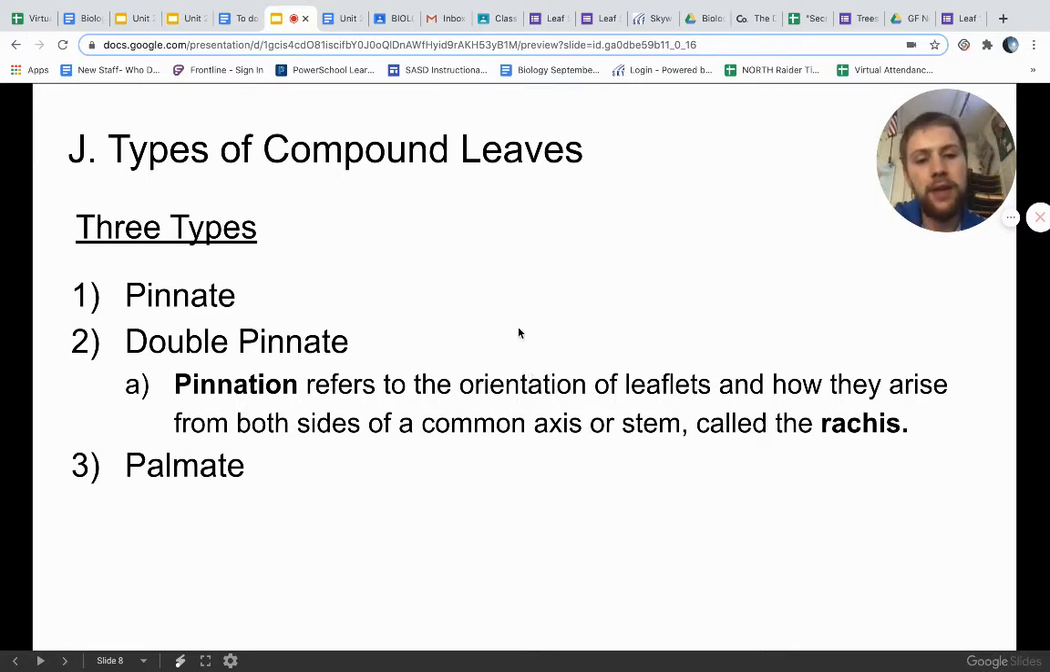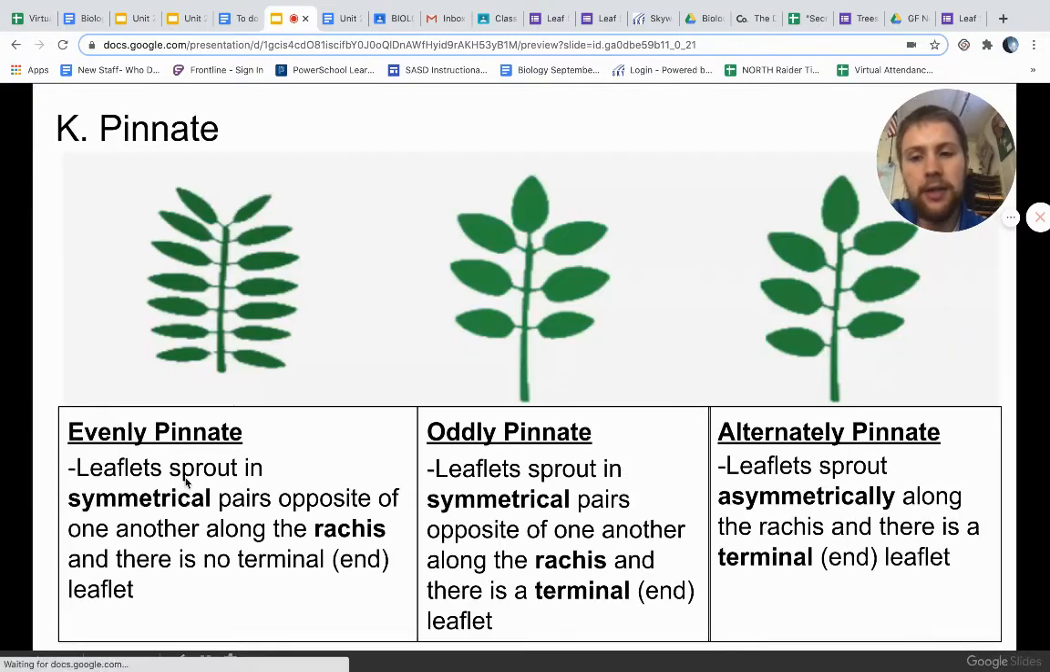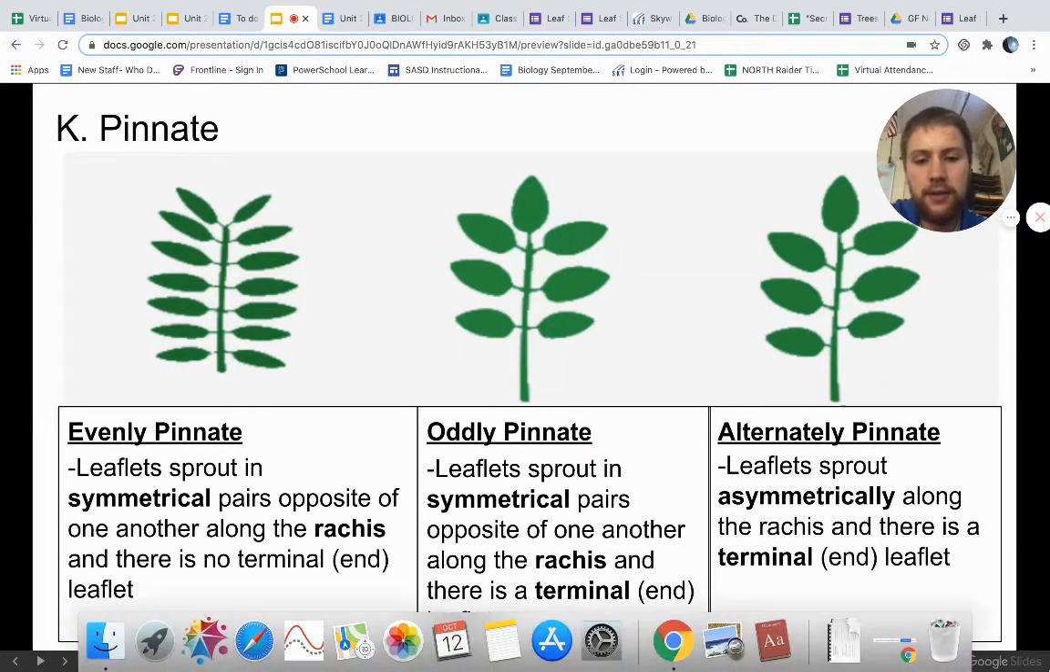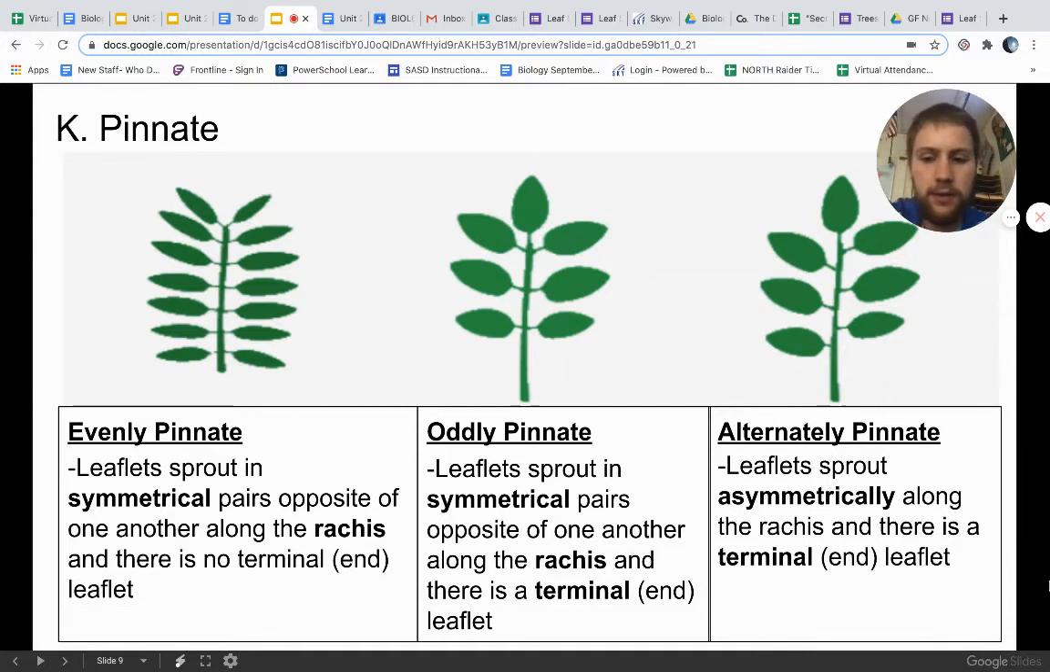And it depends if they have a leaflet on the very end or not. And palmate is something completely different. So pinnate, just the single pinnate form, has 3 different subcategories. There's evenly pinnate, in which the leaflets are symmetrical to each other.